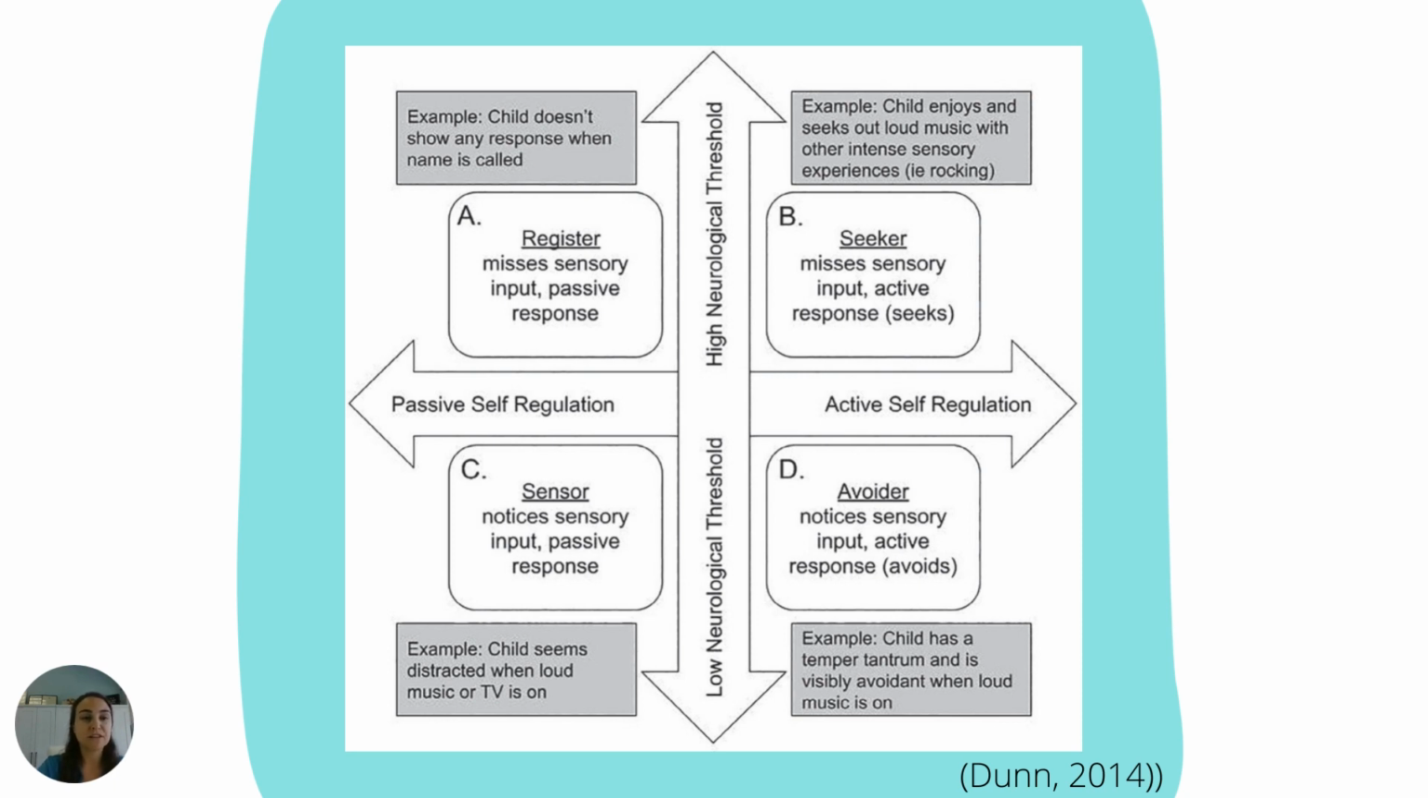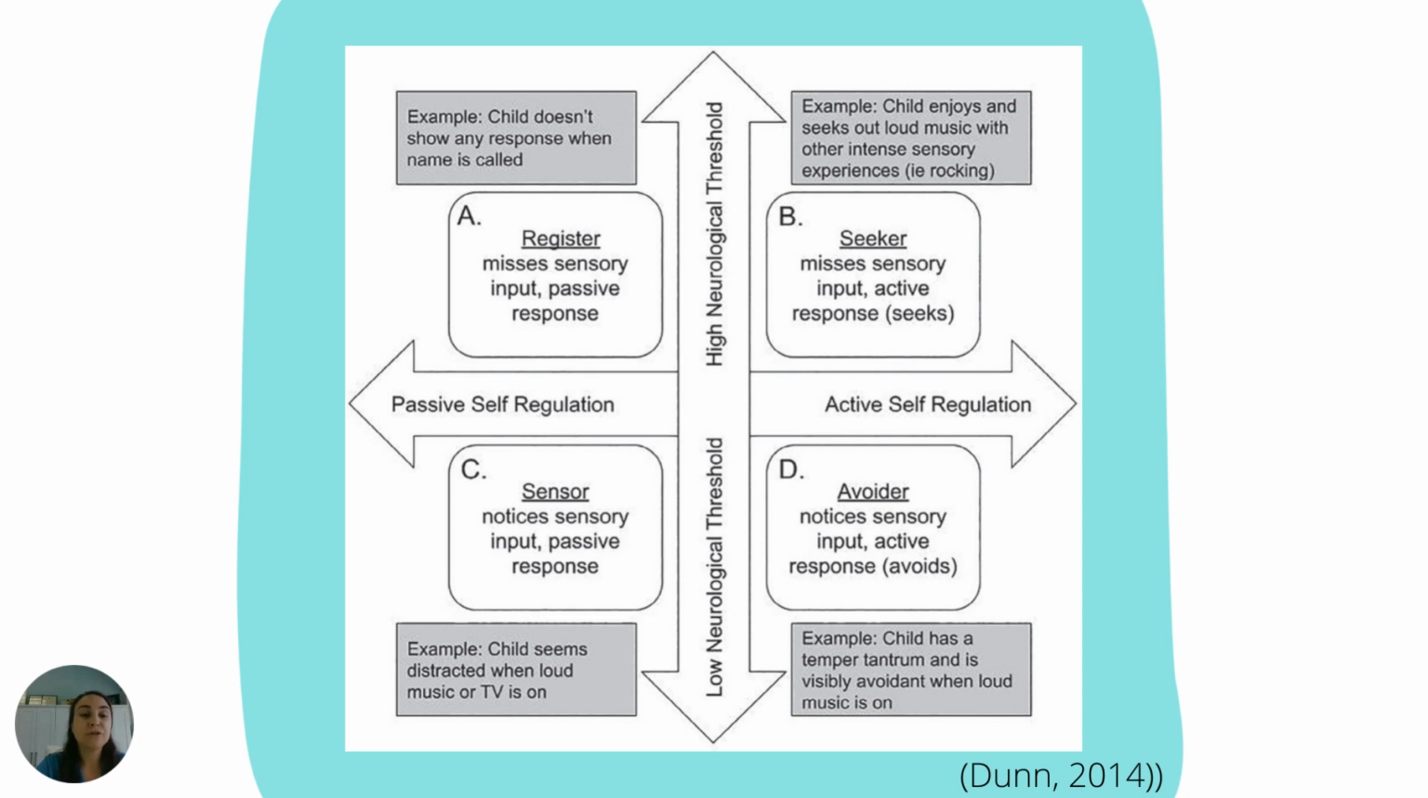So, for example, the child doesn't show any response when his name is called, or the school bell rings, but this child will only sit in their desk, and it will almost appear that they didn't notice the school bell ringing. Then we also have seekers, which miss sensory inputs but have an active response to it. So they seek out more input. So for example, the child enjoys and seeks out loud music with other intense sensory experiences, for example, rocking.